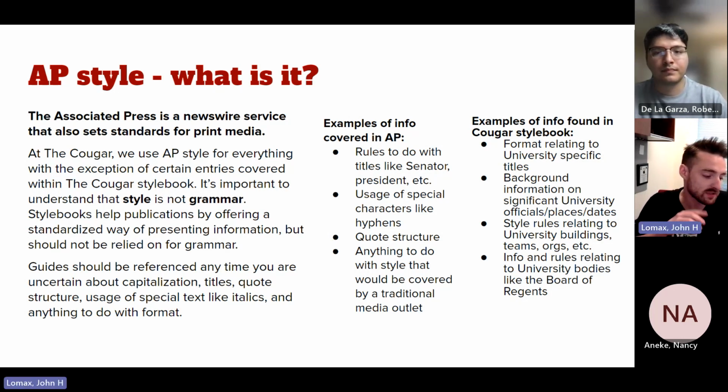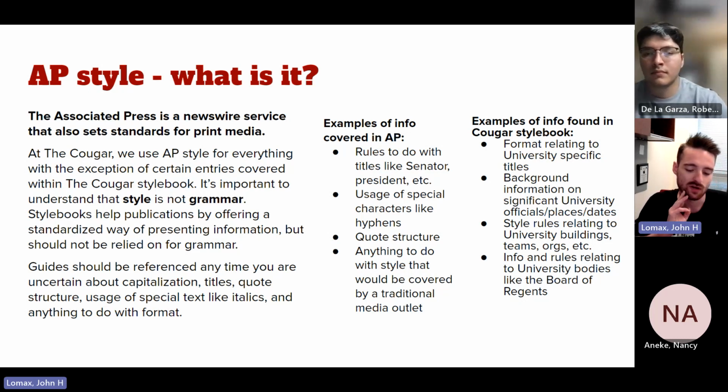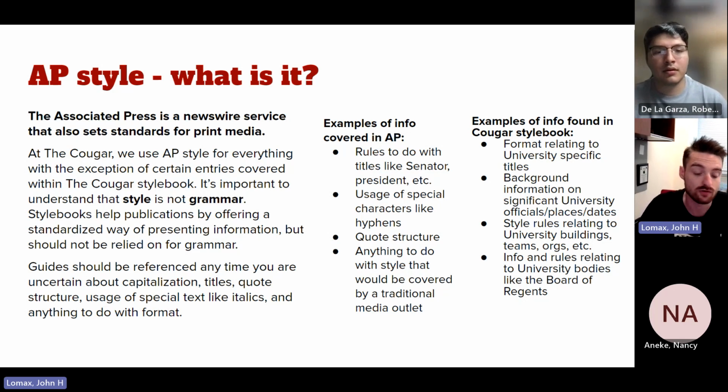Okay. But you want to be checking these guides, specifically the AP style book, whenever you're doing something weird that you're not entirely sure of. So if you want to know when to capitalize a title, go ahead and look it up in the AP style book. But it's important to understand how to search for stuff like that.